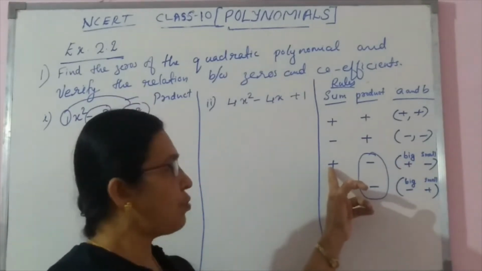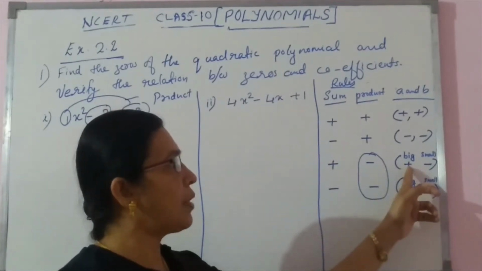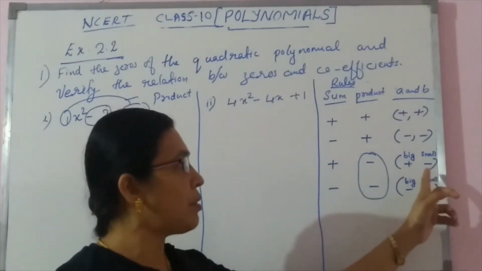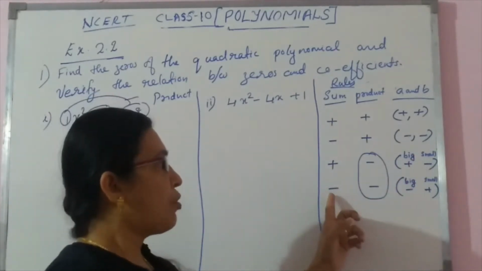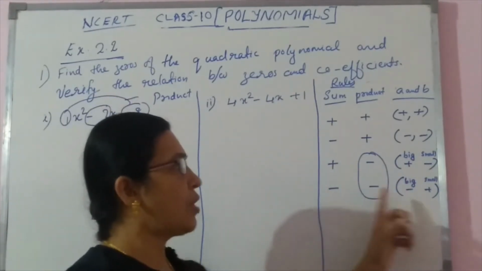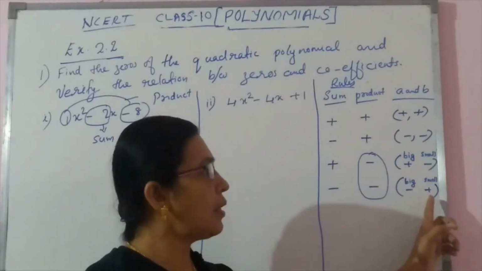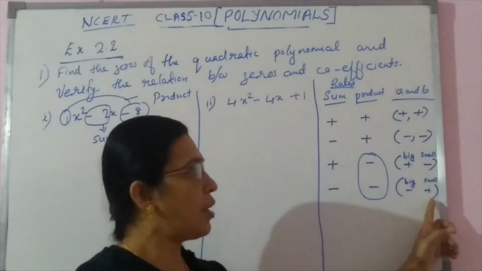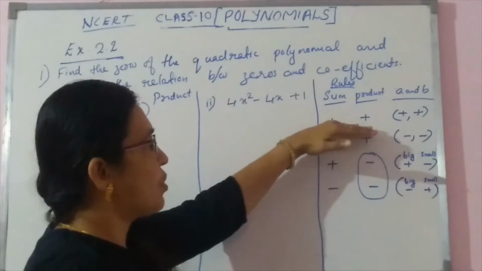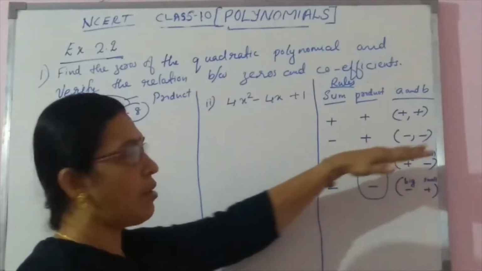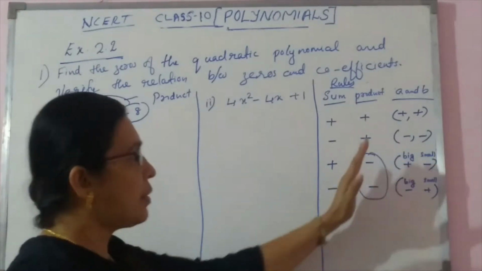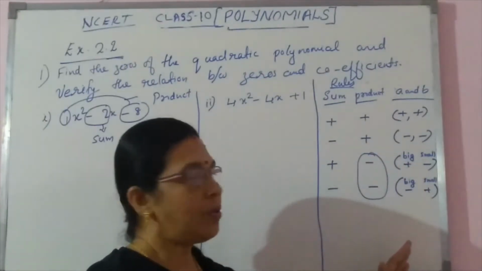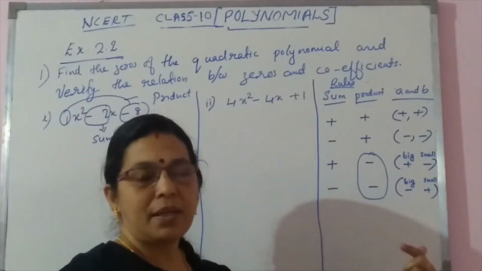Whatever the sign of the sum, you have to give that sign to the big number, and the other sign, that means the negative sign, will go to the small number. Here the sign of the sum is negative, so that will go to the big number, and positive will go to the small number. I think it is clear. If the product is positive, both A and B are positive or both A and B are negative. And in the case of the product being negative, one number is positive and the other number is negative.